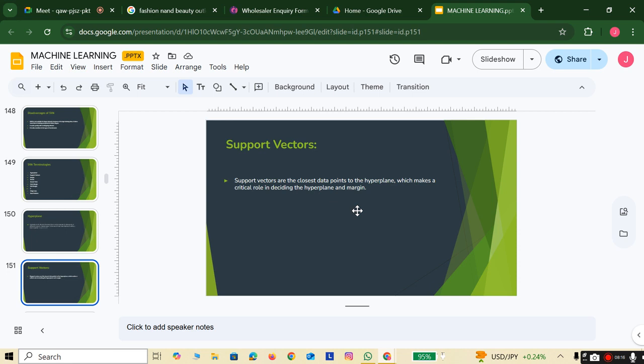The next one is the support vectors. Support vectors are the closest data points to the hyperplane, which play a critical role in deciding the hyperplane and margin. Think of the first row of lockers near the line, that is what we call support vectors. It is the row that identifies where the ladies start. So in data terms, it is the row that identifies that this is where the class of this data point starts. That's why we are saying they are the closest data points to the hyperplane, which play a critical role in deciding the hyperplane and margin.